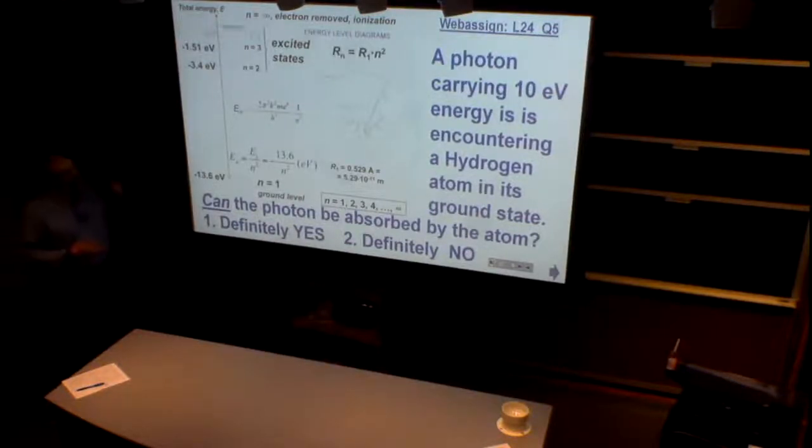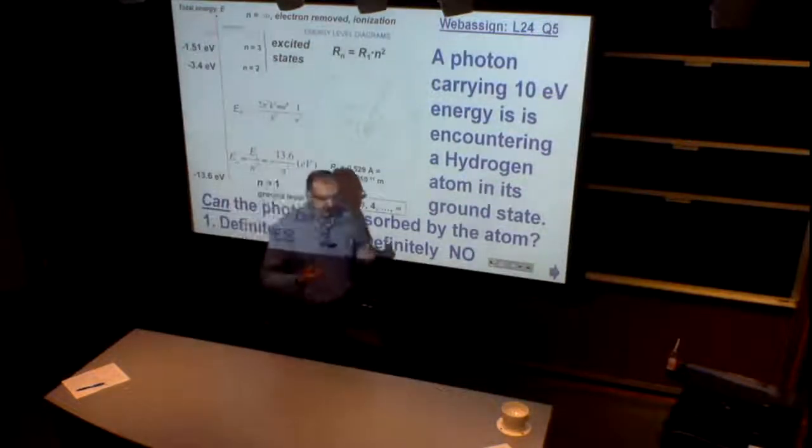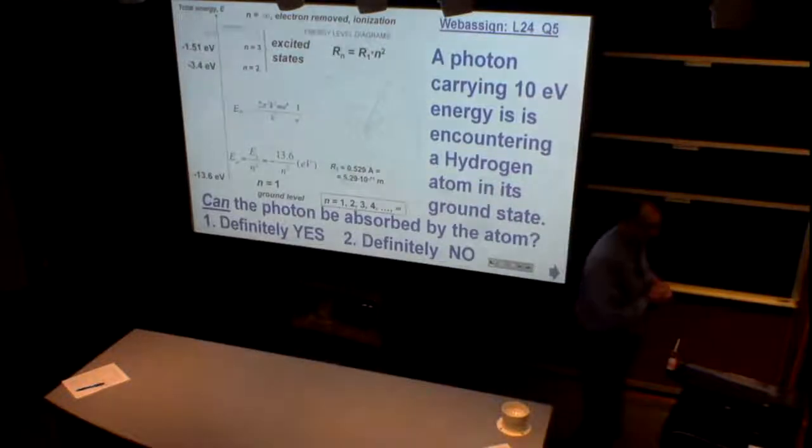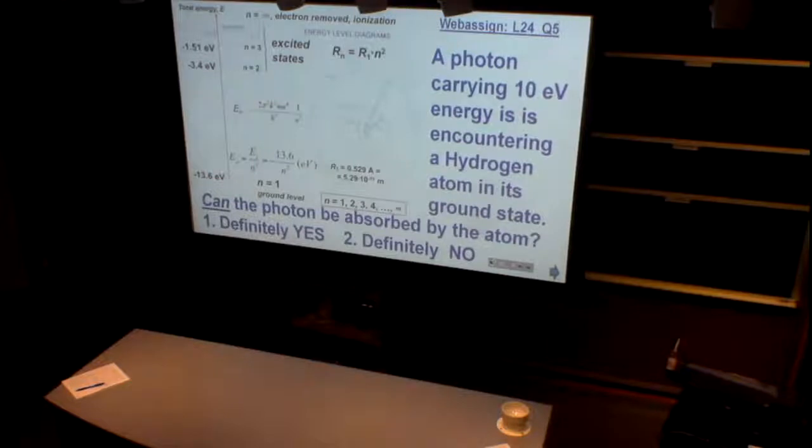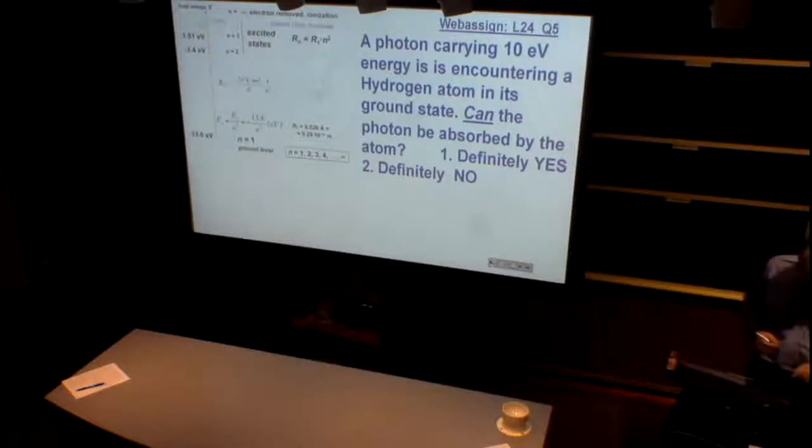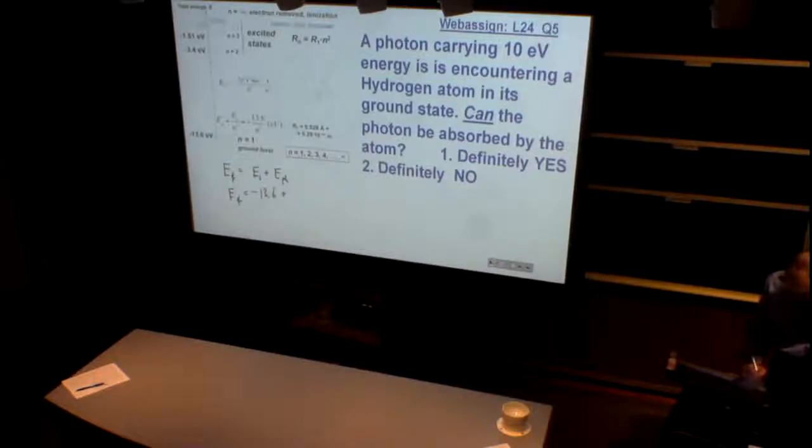If a photon collides with an electron, that electron can absorb that energy and change its energy. And because it's all about energy, we would have to calculate what that energy would be. So the final energy should be equal to the initial energy plus the energy supplied by the photon. If the atom initially is in the ground state, that's the initial energy, and the photon carries 10 electron volts. Negative 13.6 plus 10 gives negative 3.6 electron volts.